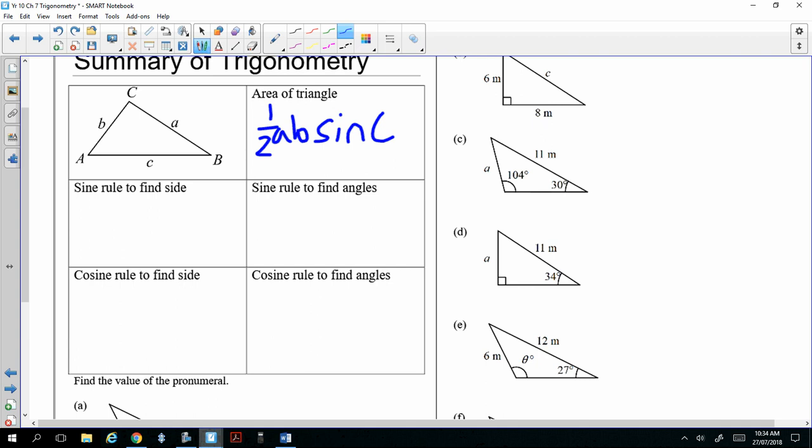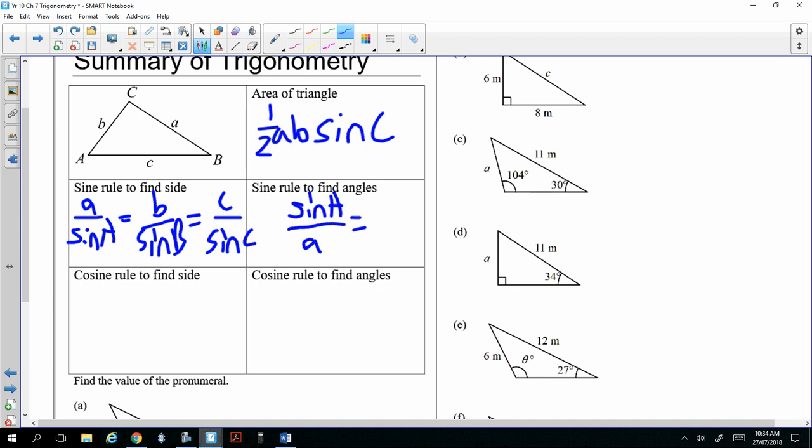Sine rule to find the side, you write a over sine A equal to b over sine B equal to c over sine C, like that. And the sine rule to find the angle, I put the angle on the top: sine A over a, sine B over b and sine C over c, like that.